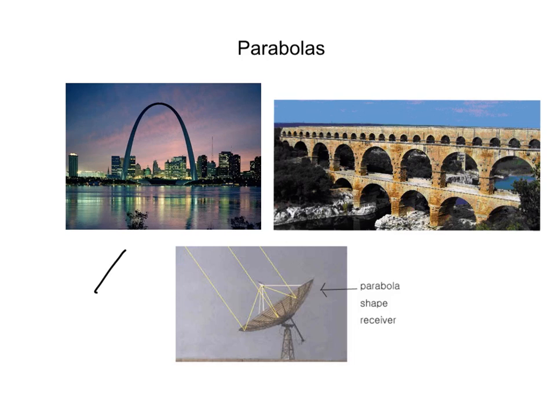Here, this first picture, we have a picture of the St. Louis Arch. So that arch is a parabolic shape. It's a curved shape. Whenever you see an arch in a doorway or in a building, here on this ancient Roman bridge, that arch shape is a parabolic shape. And then here we have a radar dish or some sort of dish receiver that is also a parabolic shape, that curved shape.